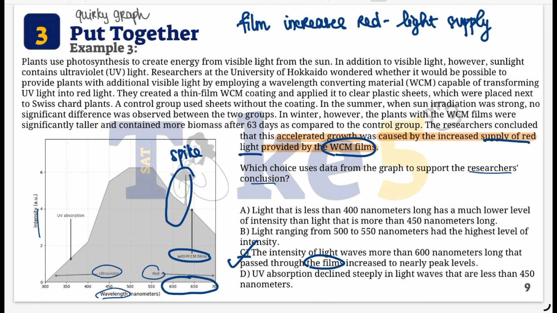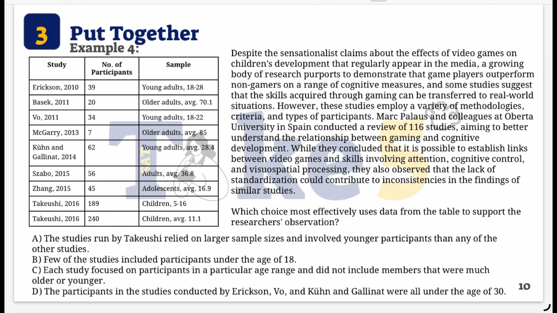of the graph. The other answers include information about light wavelength, intensity, and absorption, but do not explicitly mention the effect of the films. Let's try another table example. What is the researcher's observation here?